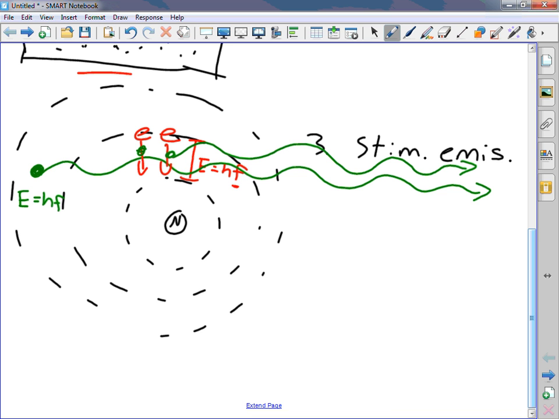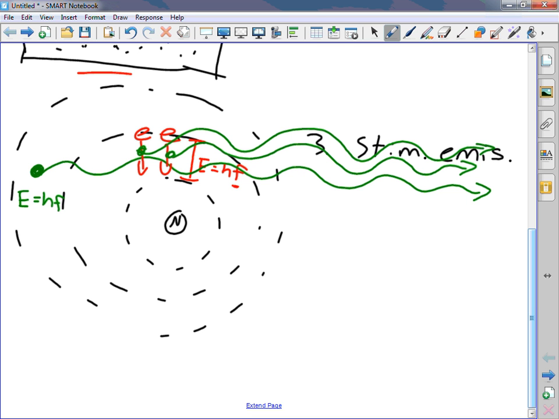And since they're both dropping down at the same time that guy comes by, they're going to be in phase. So I put in a photon that has the same energy as the photon that's going to be emitted once it drops, right? And thus the same wavelength and frequency of light comes out.